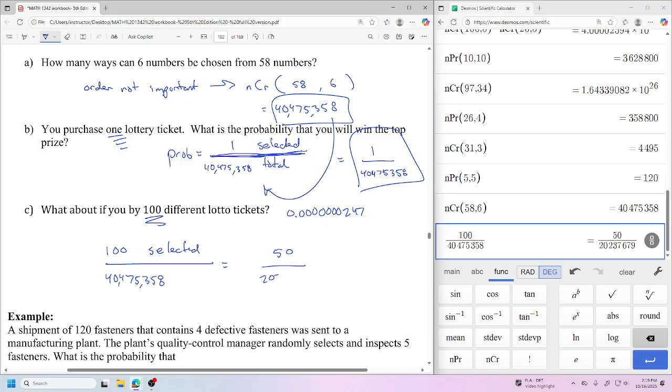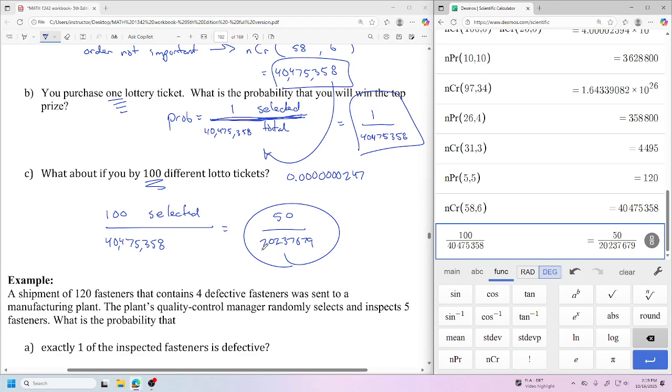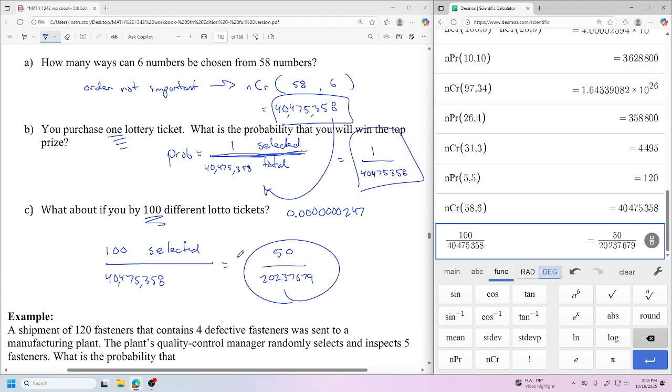I don't know what they're wanting. They might want this. They might want that. I can't remember. This one reduces because it's got a number in common, basically just a 2. Very good. Are y'all okay with selected over total? Okay, now it's going to get even more meaty.